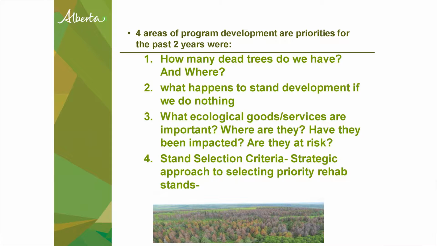When I got into my position, there were four pieces of program development that I really saw as being necessary to move this program forward. One was, how many dead trees do we have and where are they? What happens to a stand if we do nothing? Those are largely the 2 benchmarks that you really have to establish. What goods and services are important? Where are they? Have they been affected at all? And are they at risk? And then what kind of strategic approach can we use to make good decisions on what stands to rehab and which ones we shouldn't? A lot of this discussion came up prior to lunch, and I was biting my tongue, but I'll be able to get to it now.